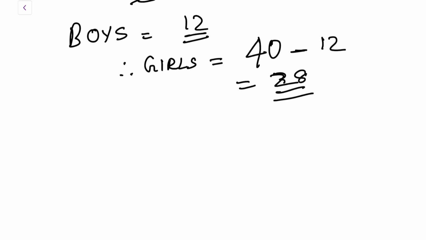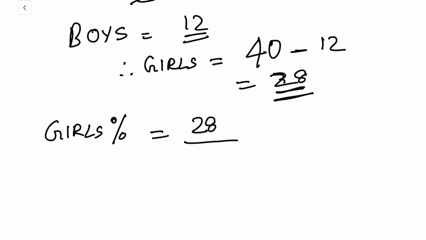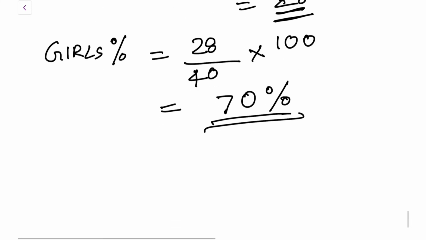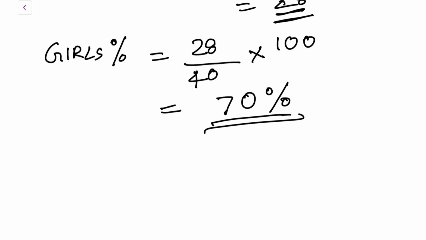But what are they asking you? They're asking you to find the percentage of girls in the class. You got 28 girls in the class, but they're asking you to find the percentage of girls. So how do we do that? Girls percentage will be total number of girls, that is 28, by the total number of students in the class, that is 40, into 100, that is 70%. So the answer is 70% of the class are girls.